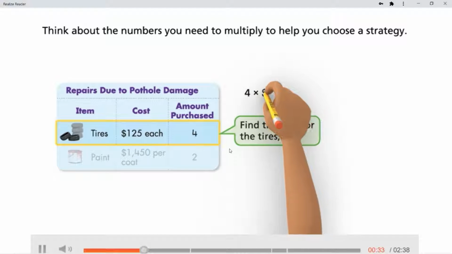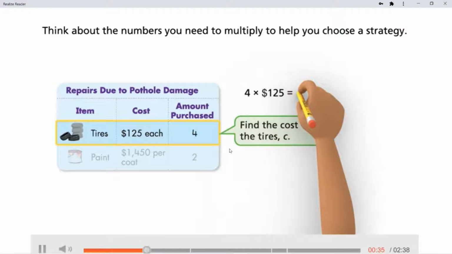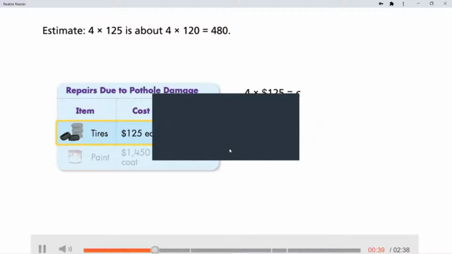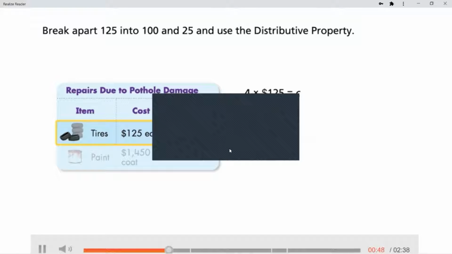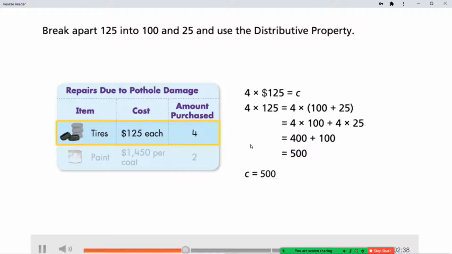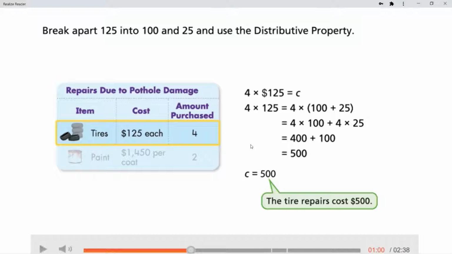4 times $125 equals C. 4 times 125 is about 4 times 120 equals 480. Break apart 125 into 100 and 25 and use the distributive property. C equals 500. The tire repairs cost $500.